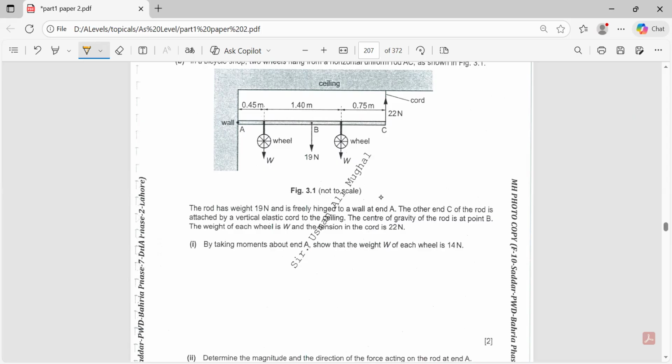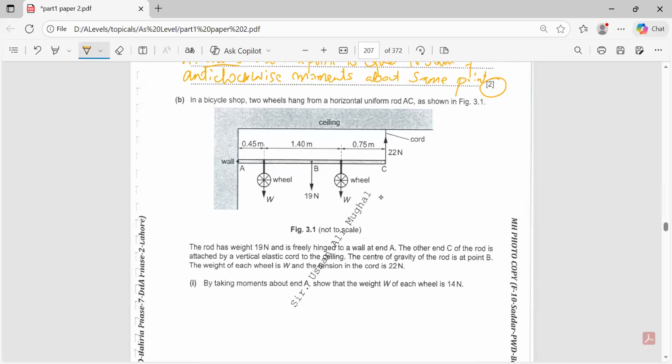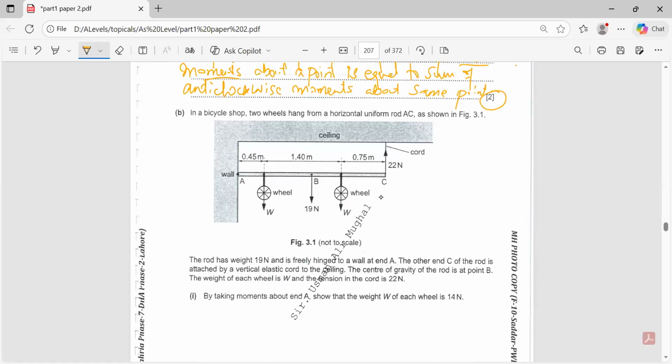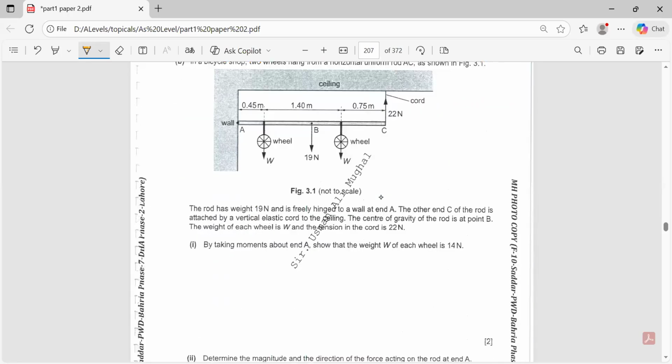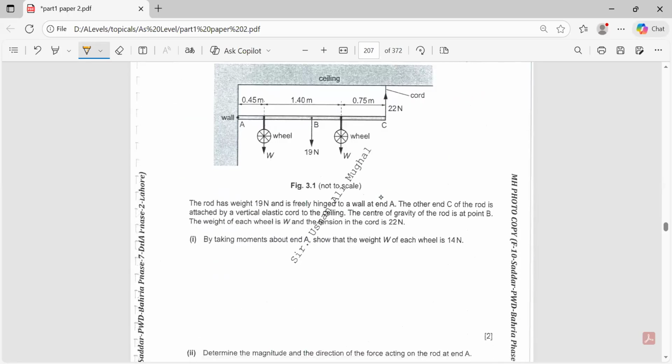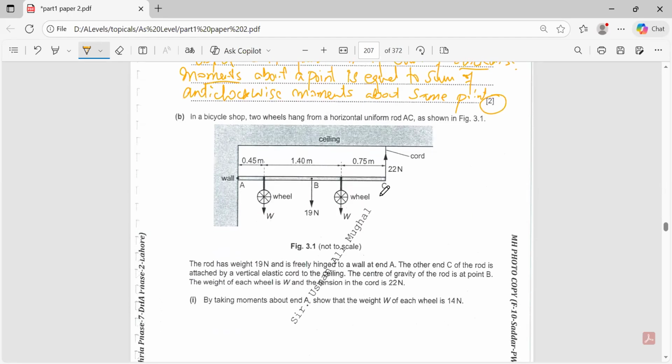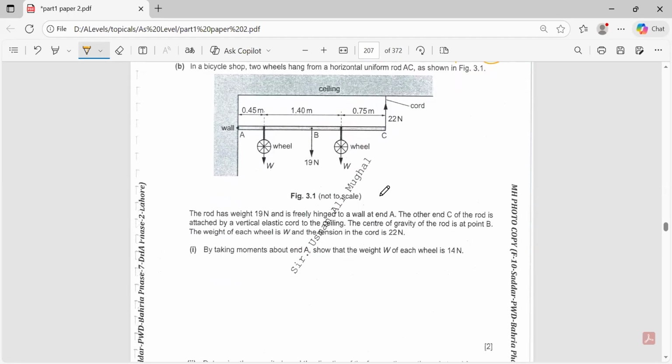The weight of each wheel is W, and the tension in the cord is 22 Newton. By taking moments about end A, show that the weight of each wheel is 14 Newton. So we have to find out the weight of each wheel. So how will this question be done? We will be taking the help of principle of moments, right?